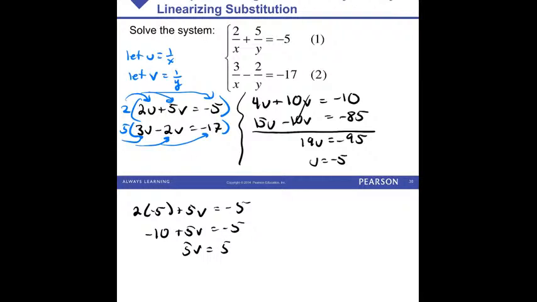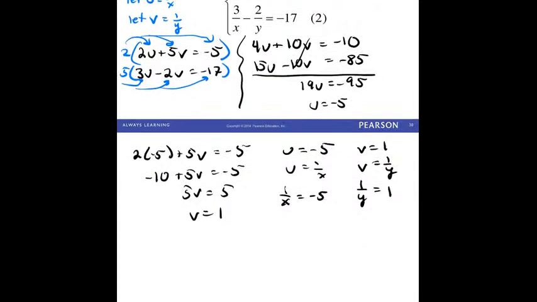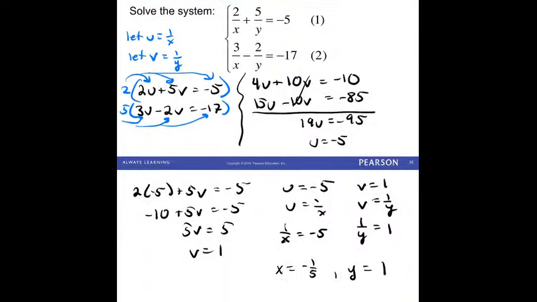Right? So if u equals negative 5 and u also equals 1 by x, then that means that 1 by x equals negative 5. If v equals 1 and v equals 1 by y, that means 1 by y equals 1, right? So then with the x term, if we cross multiply and divide, we get x equals negative 1 by 5. And we also get that y equals 1. So our claim is that the solution to the system is going to be negative 1 by 5, comma 1.